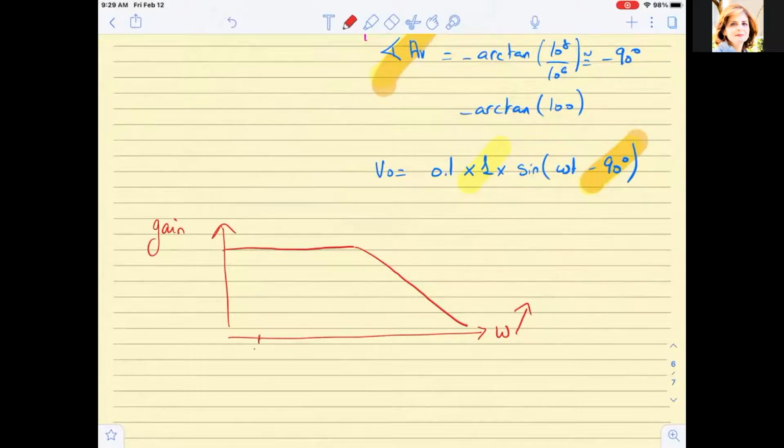I operated at 10 to the 2, I operated at 10 to the 5, I operated right at the 3 dB frequency, which is 10 to the 6, and then I operated at 10 to the 8, and as my input changed its frequency in relation to my omega 0, which exists solely at this point, we see how the gain and the phase were affected. Okay, so this is what matters that we learn from this.